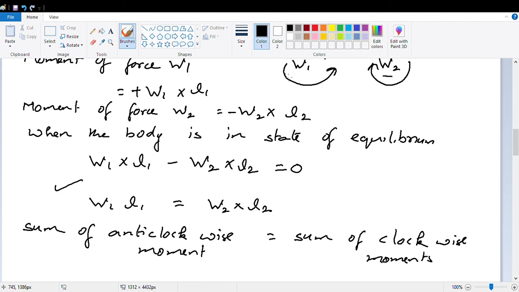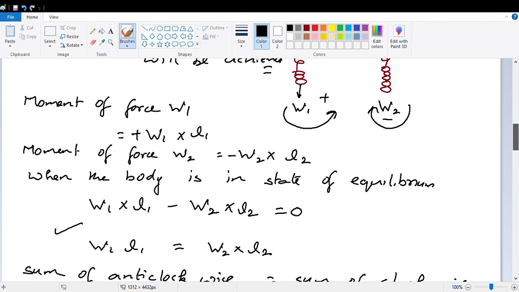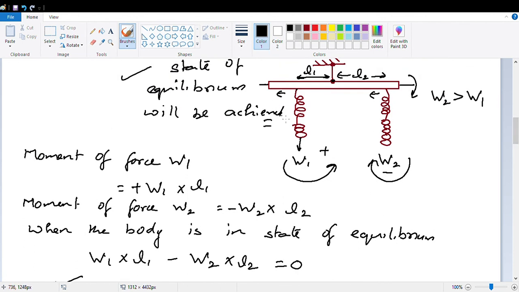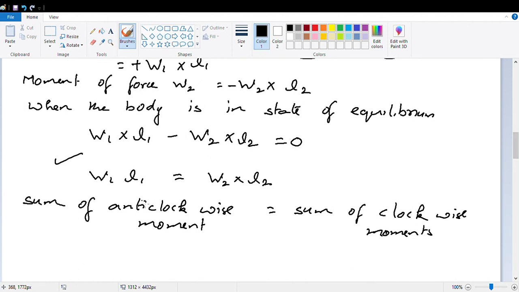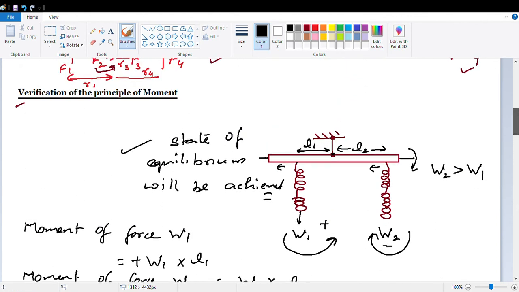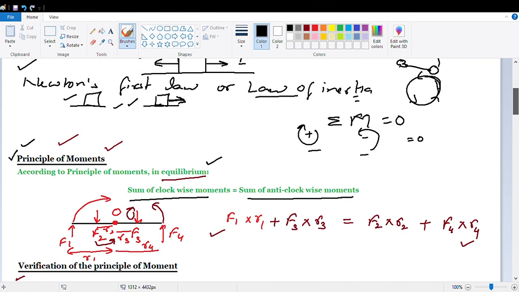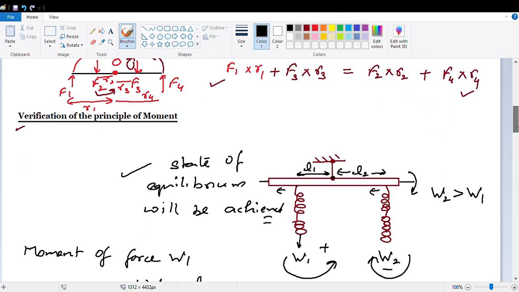Here we have used only one force, that is W1, and there that is W2. So you can remove the words sum of, but if you put so many weights on this side and this side, once again you will find that the sum of anti-clockwise moments will equal the sum of clockwise moments. So this is basically the concept of the principle of moments, and that is the verification of the principle of moments.